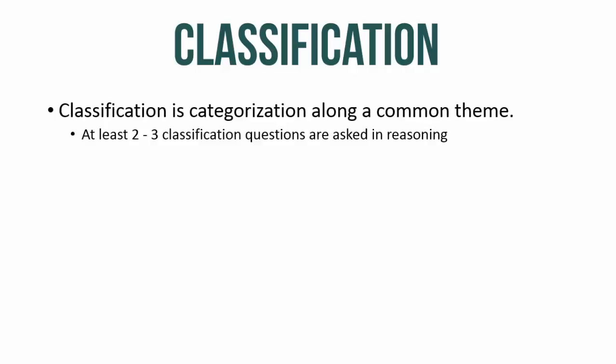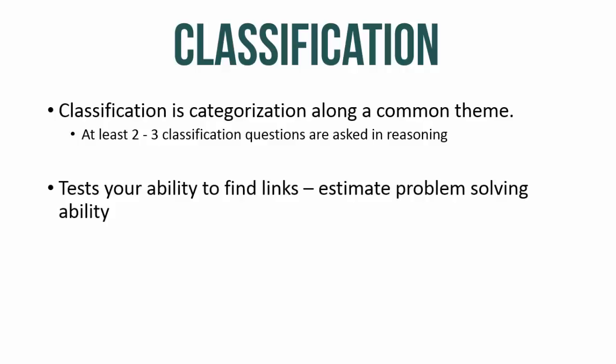Classification questions are a very commonly asked type of question in the IBPS reasoning section, and until last year's IBPS PO format, at least 2 to 3 classification questions were asked in reasoning. This year the format has changed and we have a prelim exam, but you can still expect this kind of question to appear in the reasoning section. A classification question also tests your ability to find links, just like the analogy question. It also helps a bank to estimate your problem solving ability, and hence these are important in any banking exam.